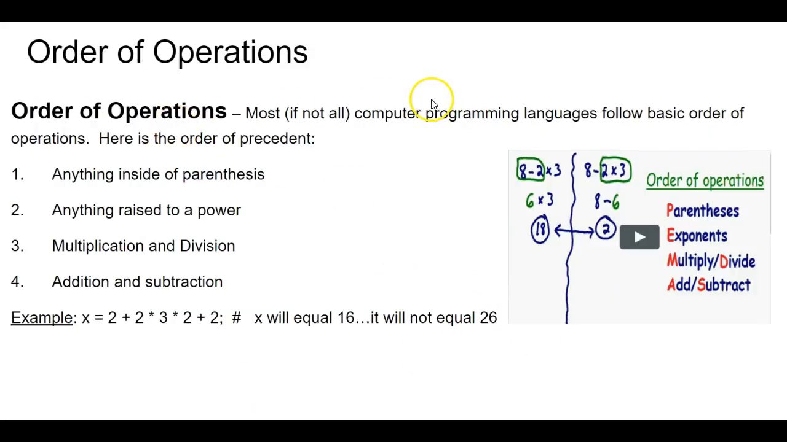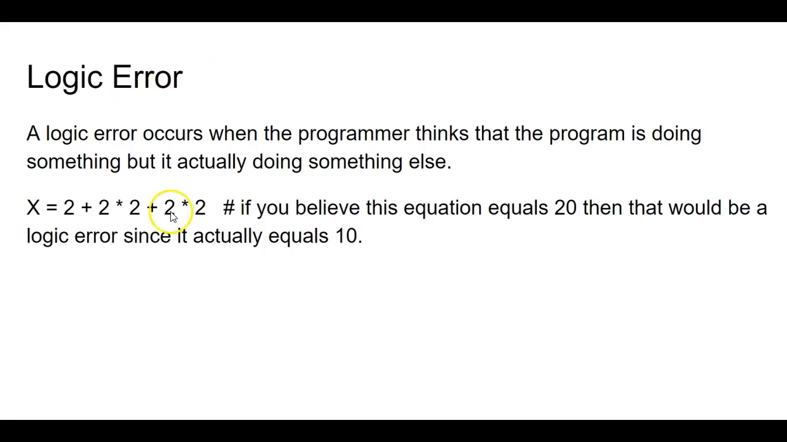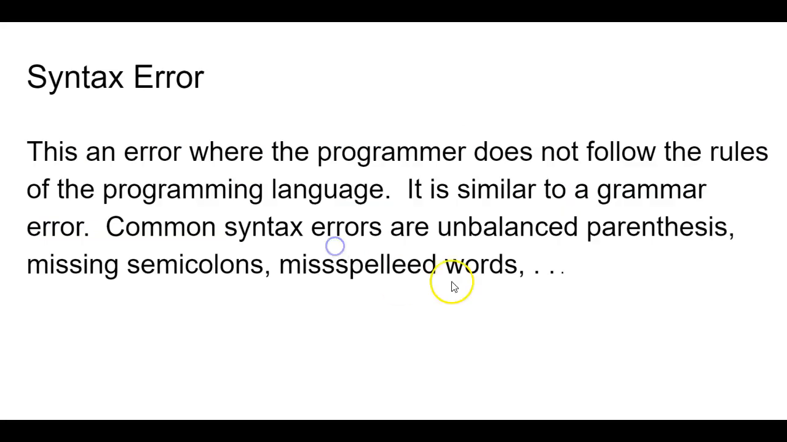Order of operations: the computer follows what hopefully you already know, which would be order of operations. Anything in parentheses first, raising to a power, multiplication, division, left to right, addition, subtraction. A logic error is, well, if I think this equals 20 because I don't follow order of operations, that would be a logic error because this actually equals 10. It's not 2 plus 2 is 4 times 2 is 8 plus 2 is 10 times 2 is 20. No, it is 2 plus 2 is 4, 2 plus 2 is 4, 4 plus 4 is 8, plus 2 is 10.